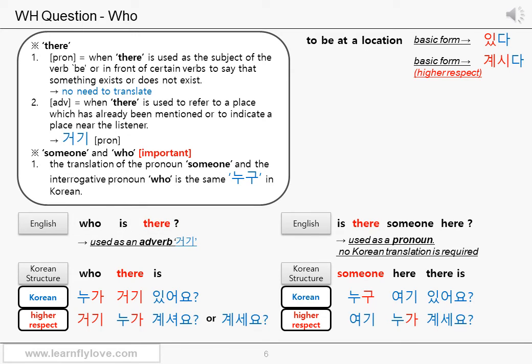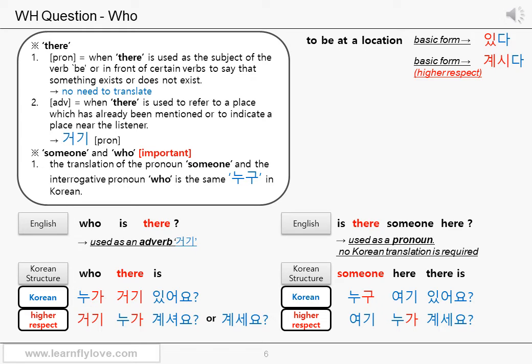Who is there? This there is used as an adverb to refer to a place which has already been mentioned or to indicate a place in order to draw someone's attention to it, right? Please understand if we are wrong, but if we are right, this there should be translated into 거기 in this sentence. There indicates some kind of a place, right? Therefore, you can put it in the position of where we put other place-related words. So let's put who first, and then there, and then the be verb is.